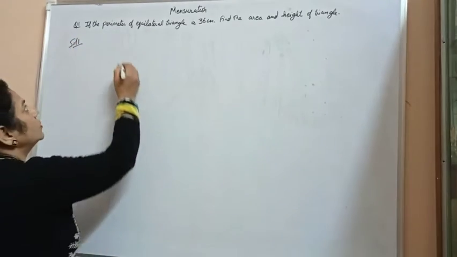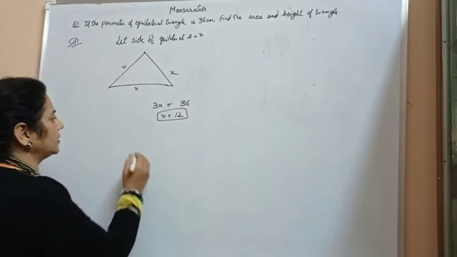Now we know that in an equilateral triangle all sides are equal, so let the side of the equilateral triangle be x. All sides are equal, so the perimeter will be 3x, which is 36. So x is equal to 12. So we have the side of the equilateral triangle as 12 centimeter.